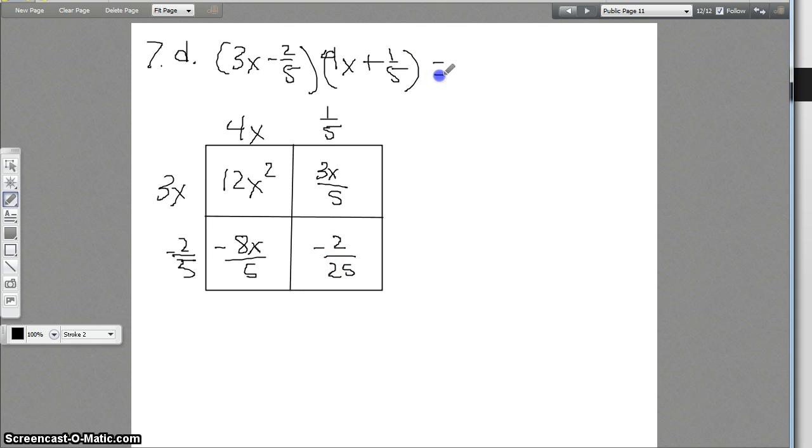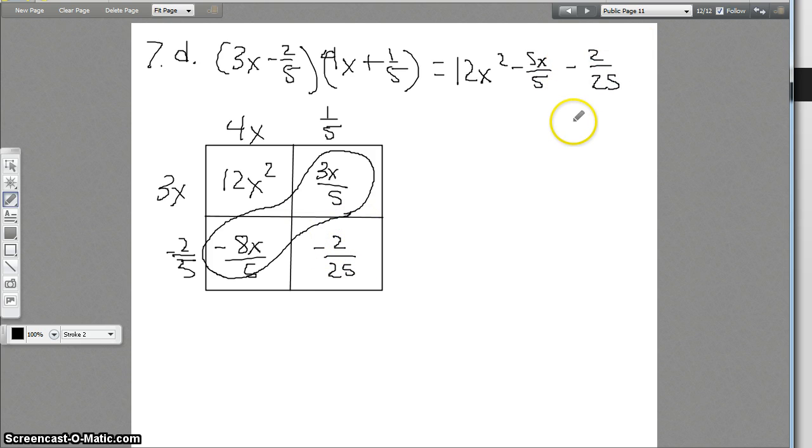So to get our final answer, we're going to write 12x squared. And then 3x over 5 minus 8x over 5 is minus 5x over 5. And then we have minus 2/25. But we are not done yet because 5x over 5 is not simplified. We have a 5 in the numerator and the denominator, which means those cancel. So our final answer is 12x squared minus x minus 2/25.